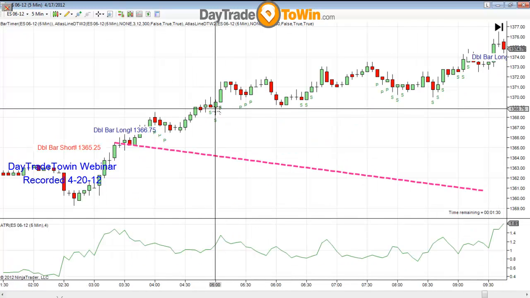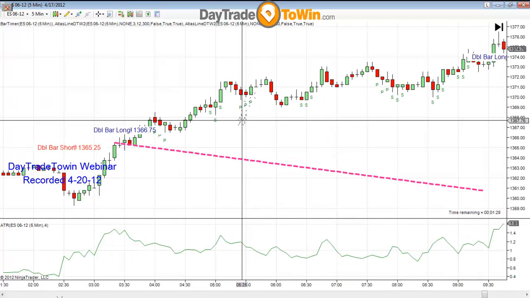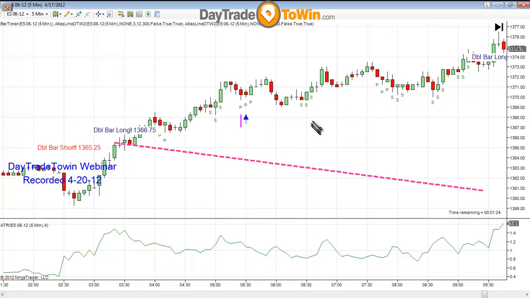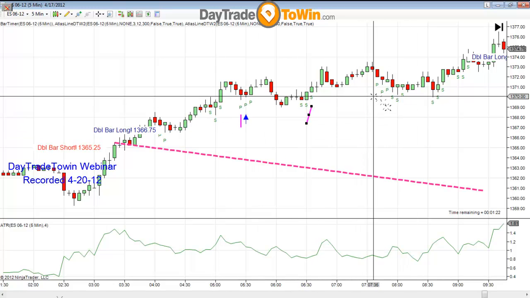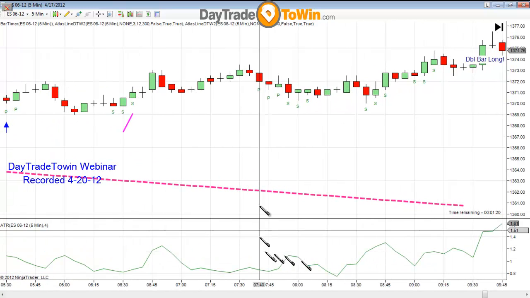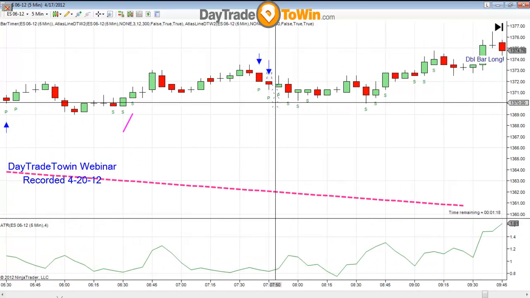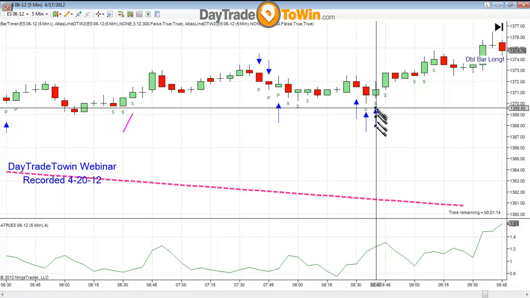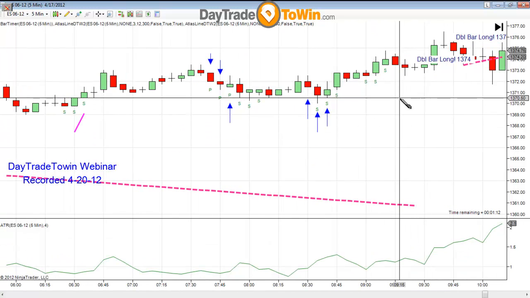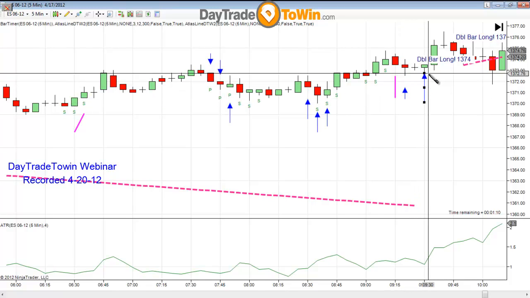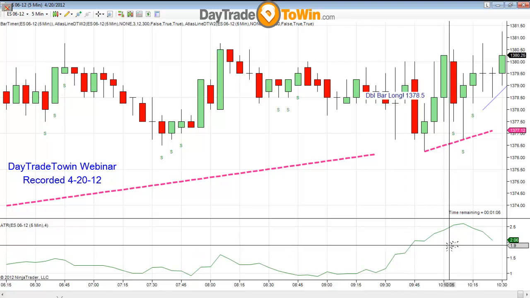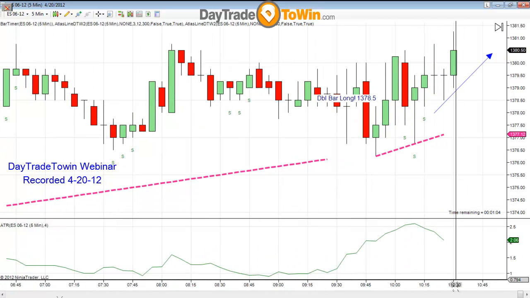Another example here. Pullback here. Another example. Strength, strength, pullback. Here's a pullback here. 2 consecutive red bars, first green. 2 consecutive pullbacks, first green. And on and on and on. All right. Let's take a look at what's happening here.